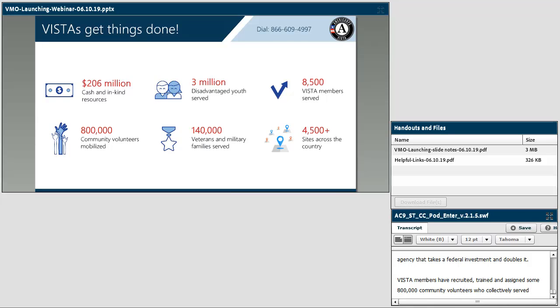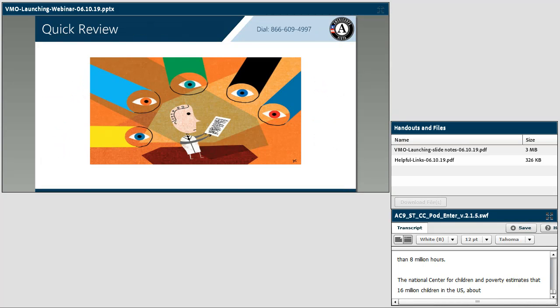And in a single year, about 8,500 VISTA members built the capacity of more than 4,500 nonprofits and public agencies. And about 70% of those VISTAs did so in their own hometown. Since 1965, more than 220,000 VISTA members have served. And these are just some of the remarkable impacts that VISTA members like you have made, are making, and will make.